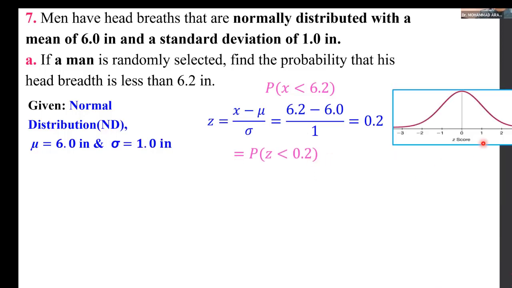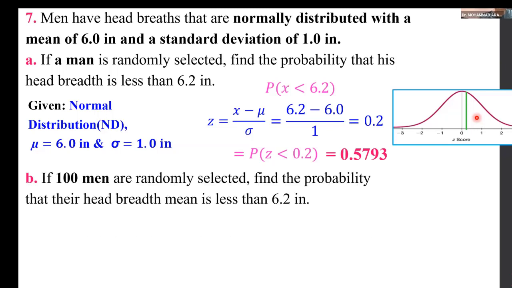And a graph, so 0.2 is roughly here. So you want this area. As you can see, the area is a little bit more than 0.5, because remember, 0 corresponds to 0.5 on the left, 0.5 on the right. And you can look up the table. You end up with 0.5793. So the probability is about 57.93%.